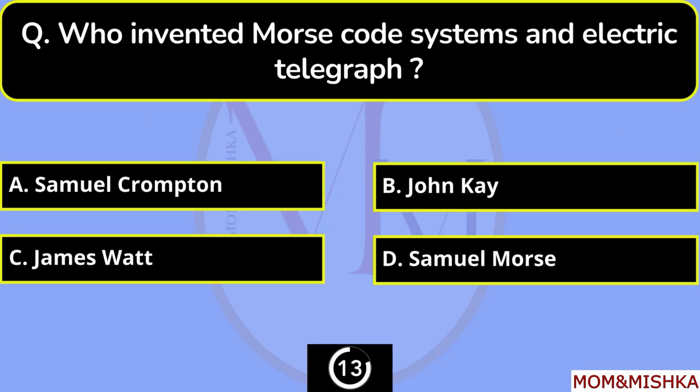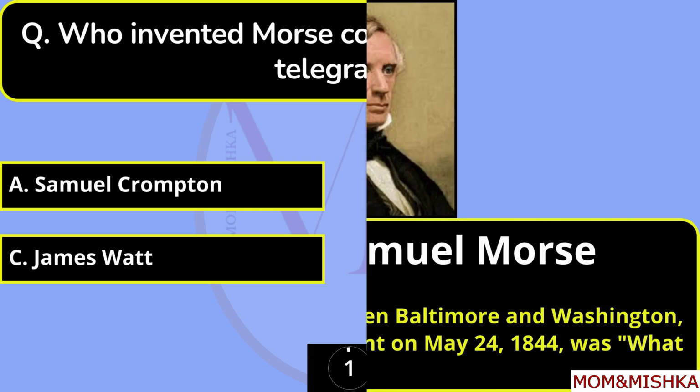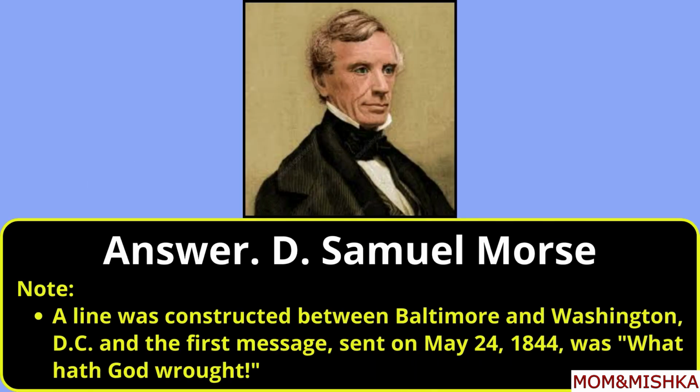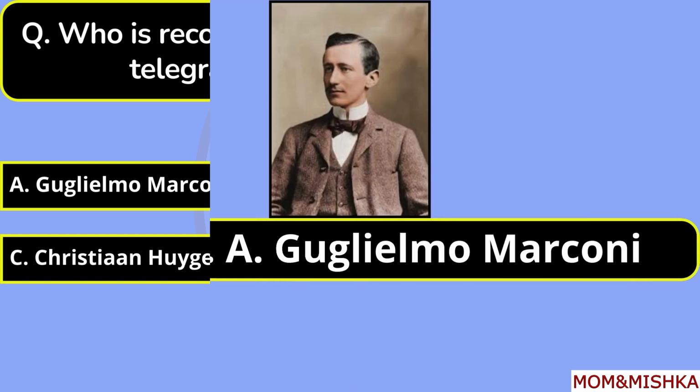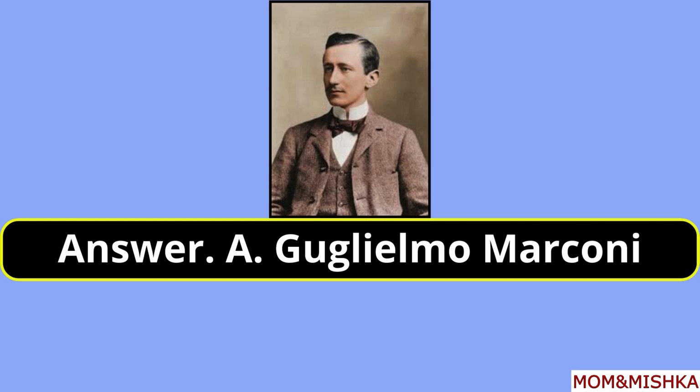Who invented Morse code systems and electric telegraph? Mr. Samuel Morse, option D. A line was constructed between Baltimore and Washington, D.C., and the first message sent on 24th May 1844, which was "What hath God wrought?" Who is recognized for development of wireless telegraphy, also known as radio? Mr. Guglielmo Marconi, option A.